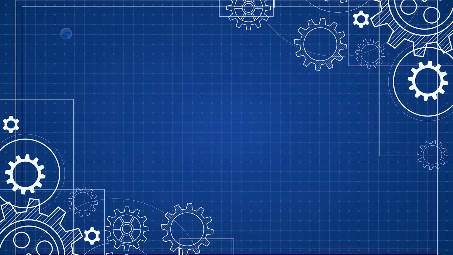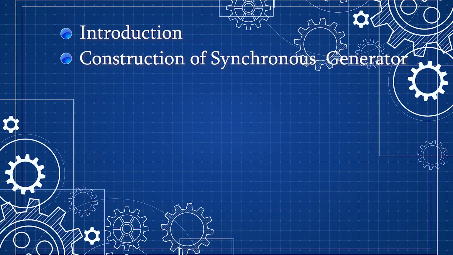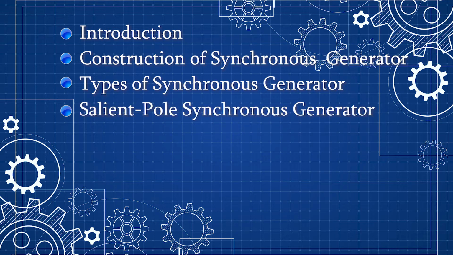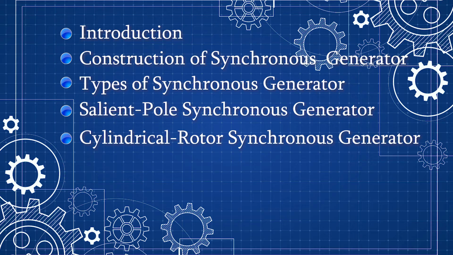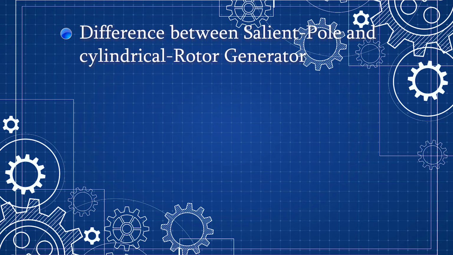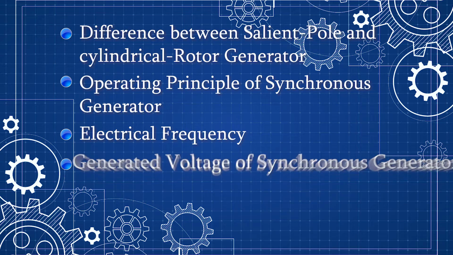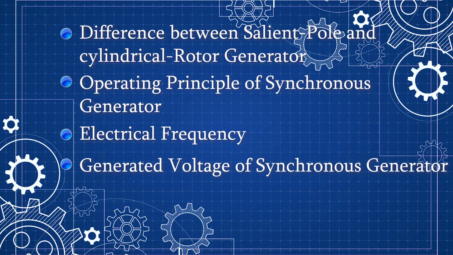In this session, these are the topics we are going to have: introduction, construction of synchronous generator, types of synchronous generator, salient pole synchronous generator, cylindrical rotor synchronous generator, difference between salient pole and cylindrical rotor generator, operating principle of synchronous generator, electrical frequency, generated voltage of synchronous generator, and finally the equivalent circuit.